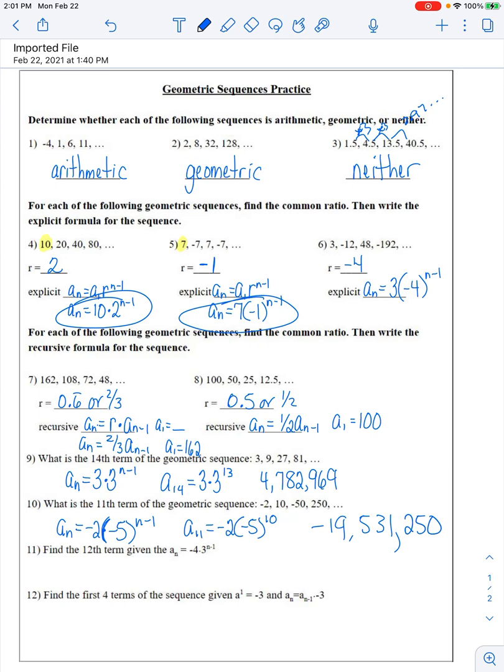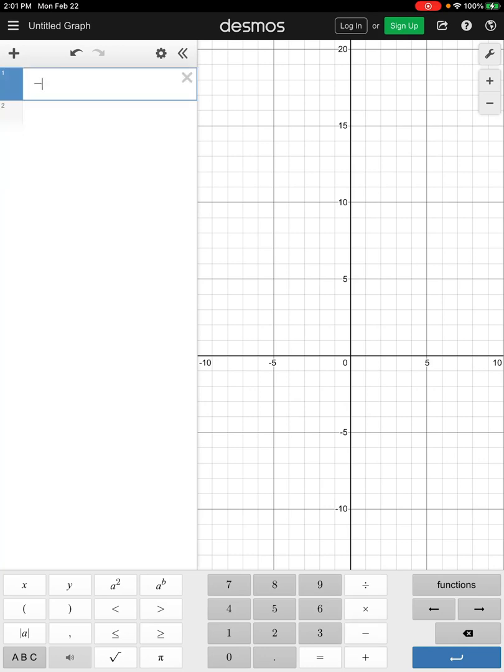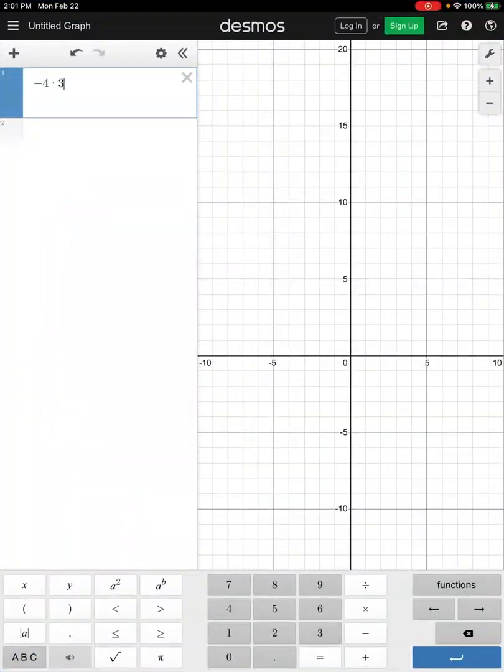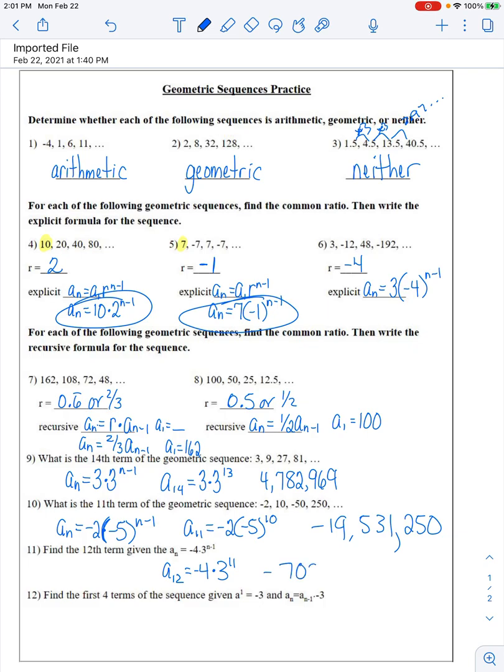Now let's take a look at 11. It says find the 12th term given this equation. So a sub 12 equals -4 times 3 to the n minus 1. So if n is 12, 12 minus 1 is 11. So -4 times 3 to the 11th power. 3 raised to the 11th power, negative 708,588.